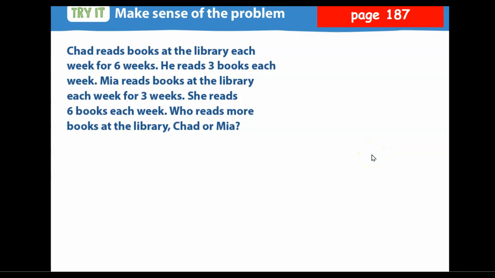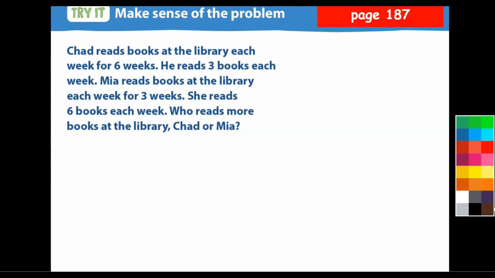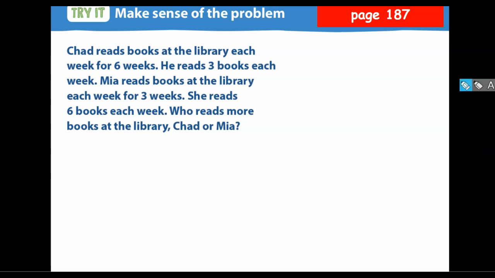Go to page 187. It says Chad reads books at the library each week for 6 weeks. Okay. He reads 3 books each week. Okay. So let's do an array for that. He reads for 6 weeks, and each week he reads how many books? 3. So if I'm going to do an array, how many rows am I going to need? 6. 6 rows. 5, 6, and then how many in each row? 3.